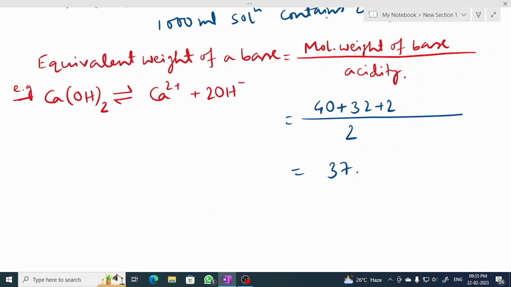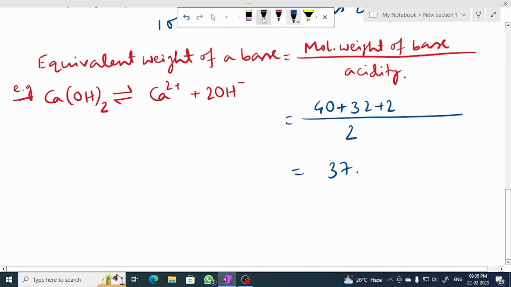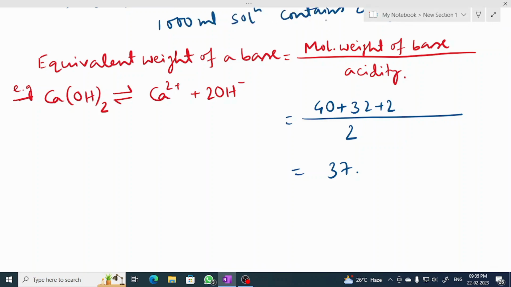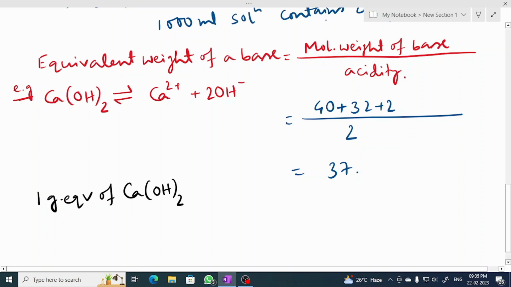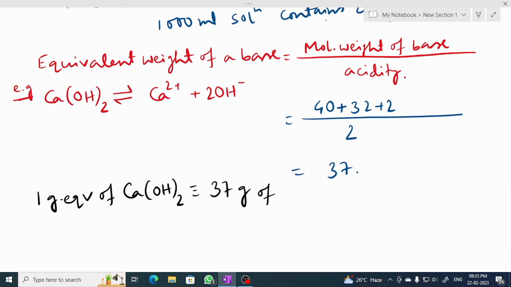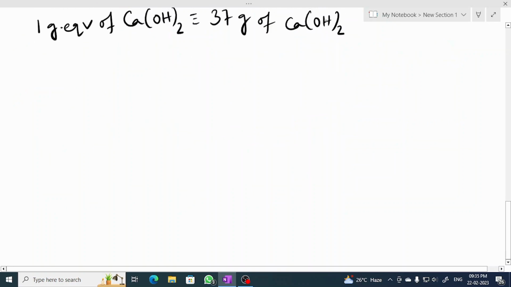Hence 1 gram equivalent of calcium hydroxide is 37 gram of calcium hydroxide. Now we will discuss equivalent weight of a salt.